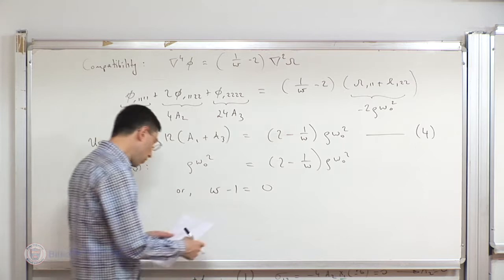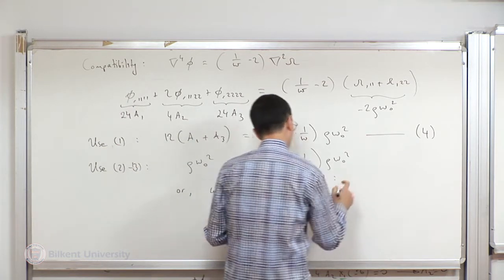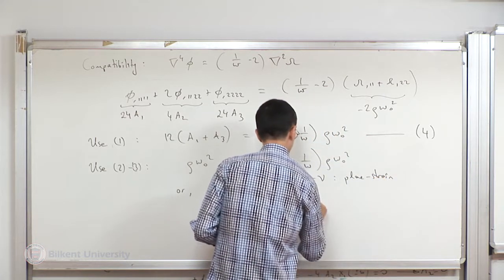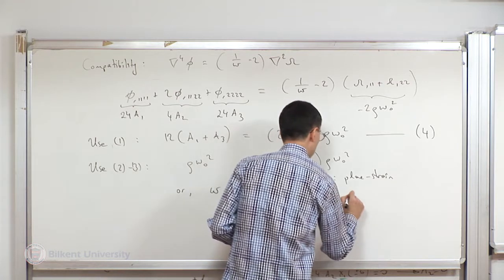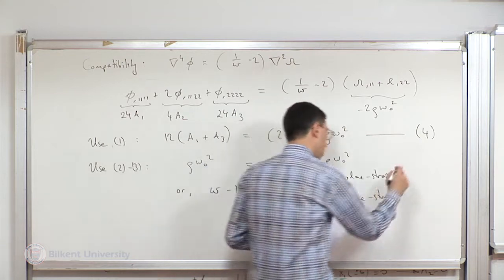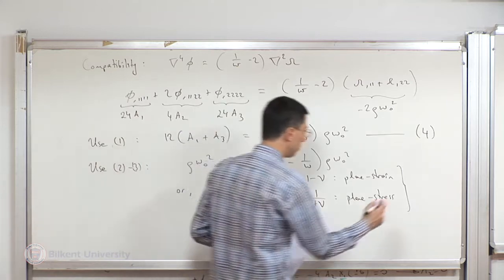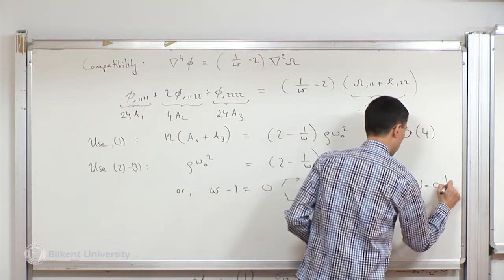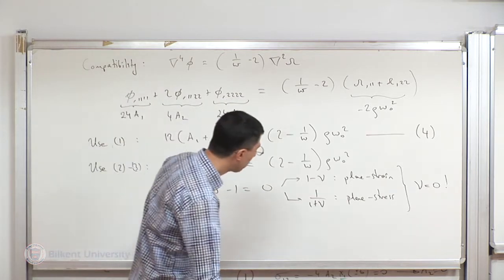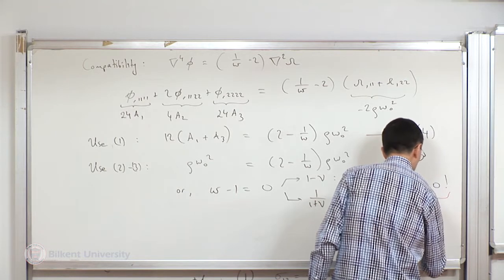So now this is strange because omega has a value. It is 1 minus nu for plane strain, and it is 1 over 1 plus nu if it is plane stress. That means that nu must be equal to 0. Okay? Because that's the only way omega can be 1. And this is obviously too restrictive.